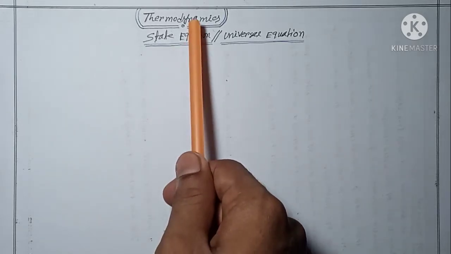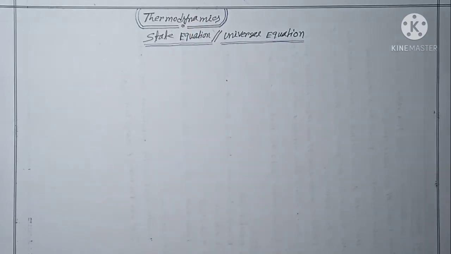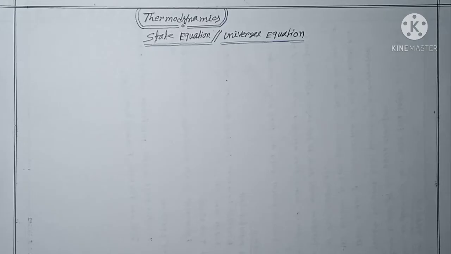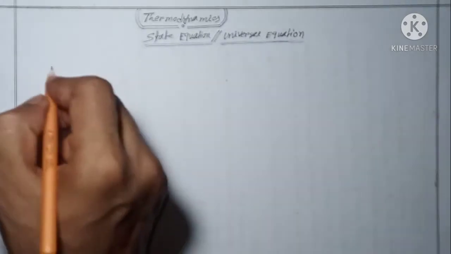In this video I will note down all the state equations of the subject thermodynamics, and I will discuss the importance of these state equations. So let's go to the point of discussion. Here, basically, there are 6 state equations in this subject thermodynamics. Let's note them down one by one.